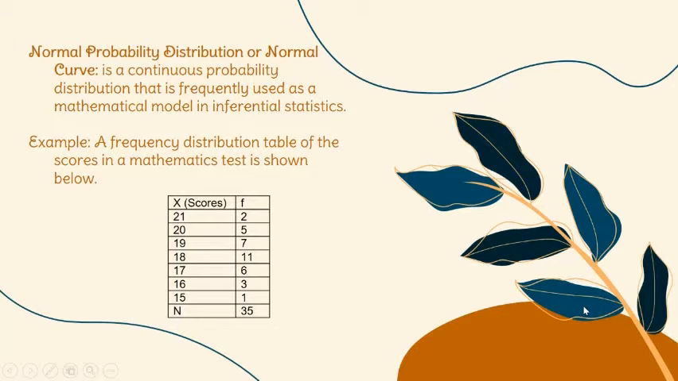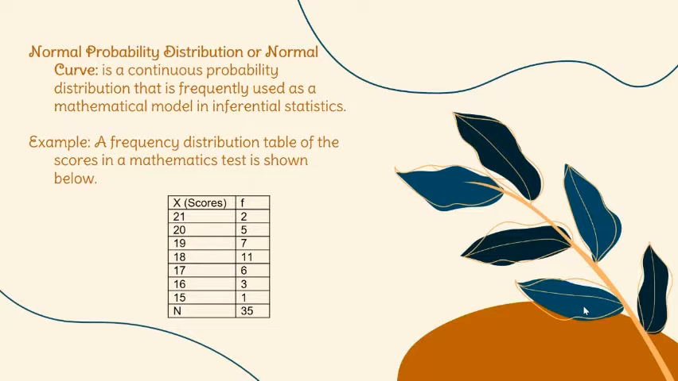So, in the previous chapter, we discussed discrete probability distribution. In this chapter, we will discuss continuous probability distribution that serves as a model in inferential statistics. So, what is a normal probability distribution or normal curve? It is a continuous probability distribution that is frequently used as a mathematical model in inferential statistics.